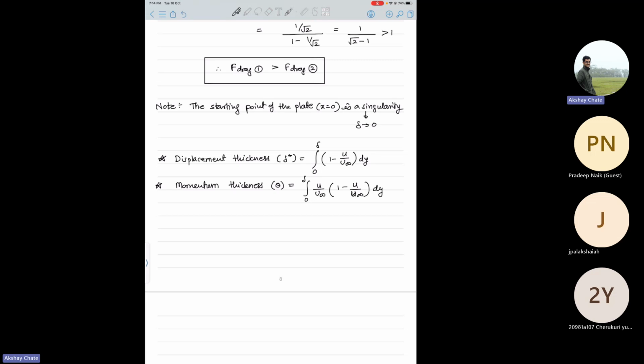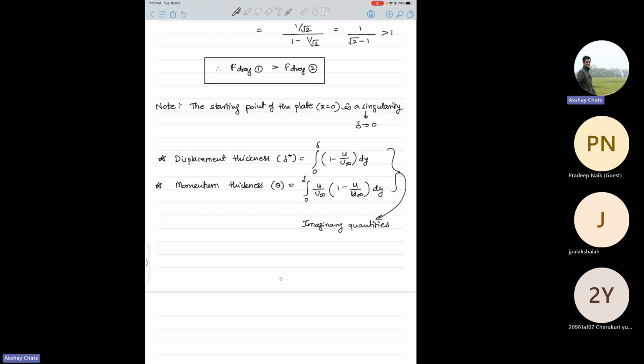So first of all, these are all imaginary quantities. These are not real. The only real thing is the boundary layer thickness. The momentum thickness and displacement thickness are not real quantities. They are imaginary quantities, imagined to study a certain characteristic of the boundary layer.